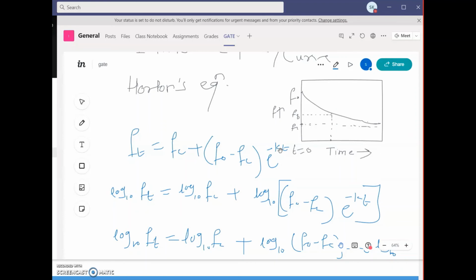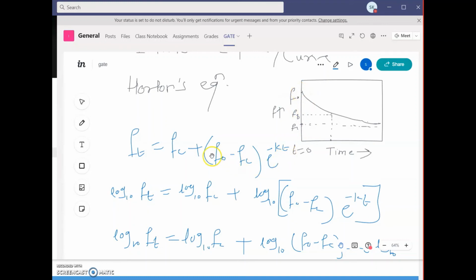For that, you have taken the readings of the infiltration starting from time t equal to 0 up to, suppose, time equal to 1 hour, 2 hours or 3 hours. After 1 or 2 hours, you get the same reading for the fc. So fc is constant over here. And at the first time, when t is equal to 0, whatever reading you have got, that is f naught.